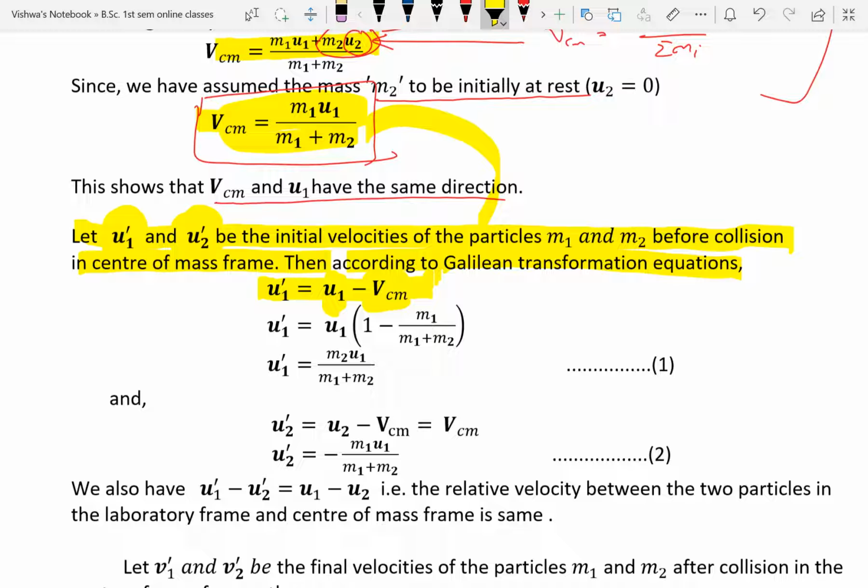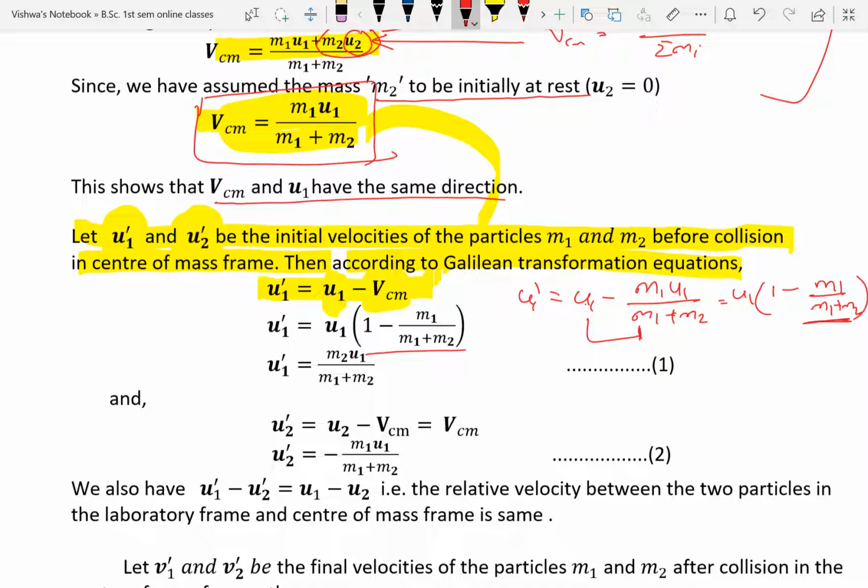What is u1 prime? u1 prime equal to u1 minus v center of mass. What is v center of mass? It is m1 u1 divided by m1 plus m2. From these two terms, u1 is common. When you take u1 common, it becomes u1 into the bracket 1 minus m1 by m1 plus m2.